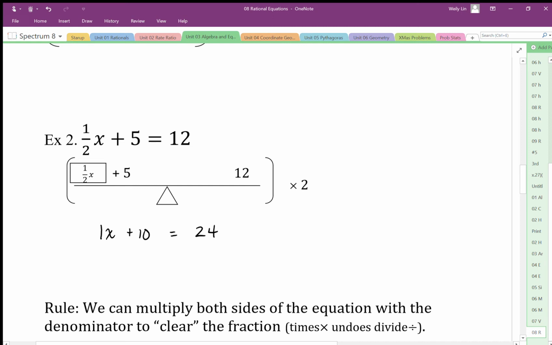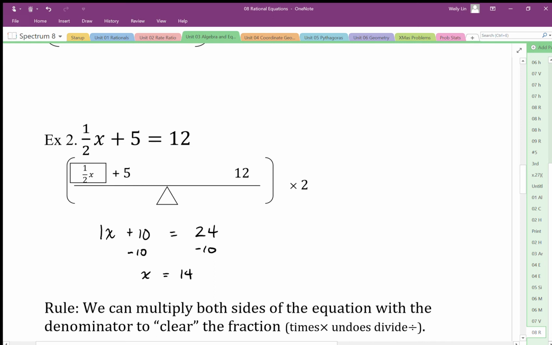I'm going to get a whole x plus 10 plus 24 is going to equal. And then if I want to solve this, now it's a little bit easier to solve. I'm not distracted by that fraction. Okay, so I get 1x is equal to 14. Okay, and I can check it. 14 divided by 2 plus 5 is 12.